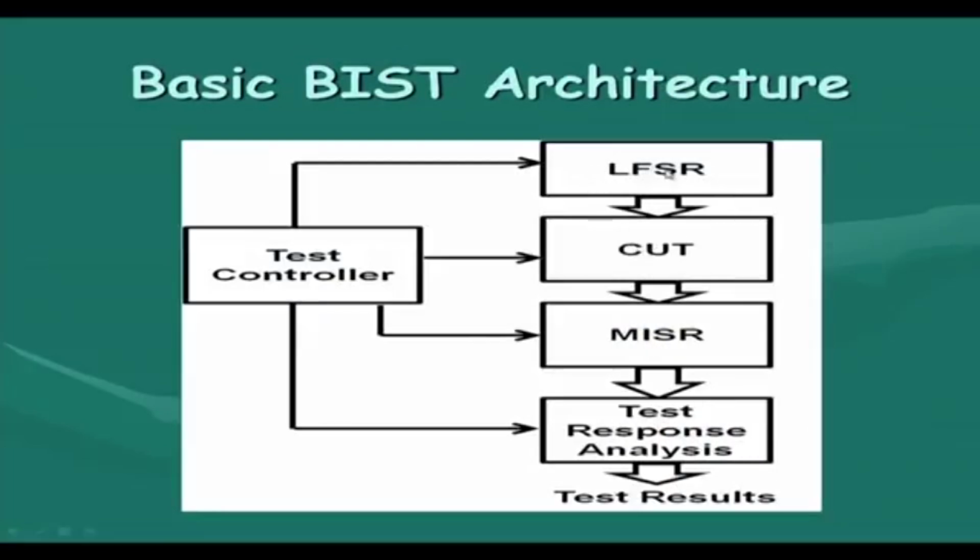So, there is one LFSR. LFSR is used as the test pattern generator that is fed to the circuit under test, and then this circuit's output goes to a multiple input signature register, MISR. So, that is both time and space compacted, and then this response is analyzed, and we get the test result whether it is true or not, and this test controller actually controls all the modules. So, this is the basic BIST architecture that we have for the testing.